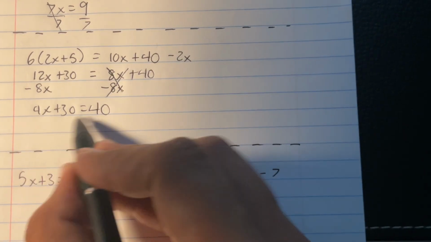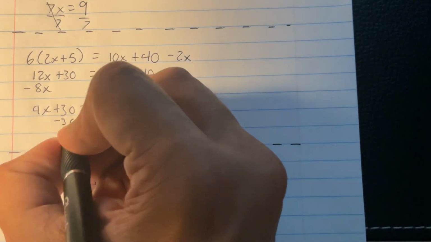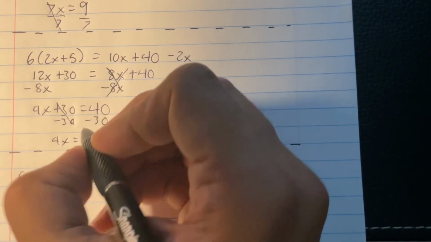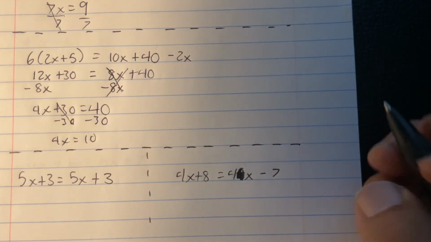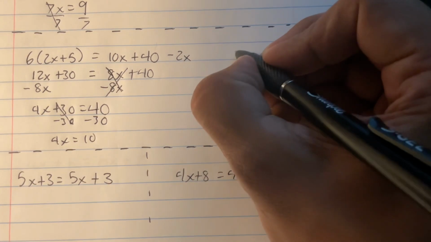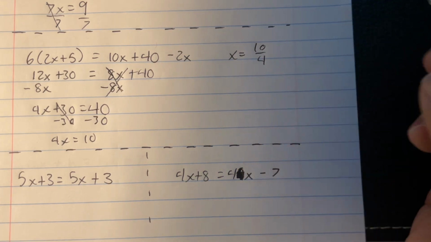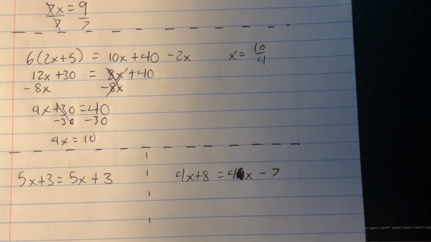Then we subtract 30 on both sides to get rid of this. And we're left with 4x equals 10. Then we divide by 4 on both sides. X equals 10/4. If you would have divided it, you would have gotten 2.5.